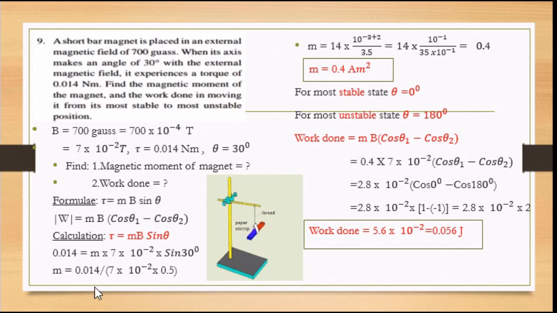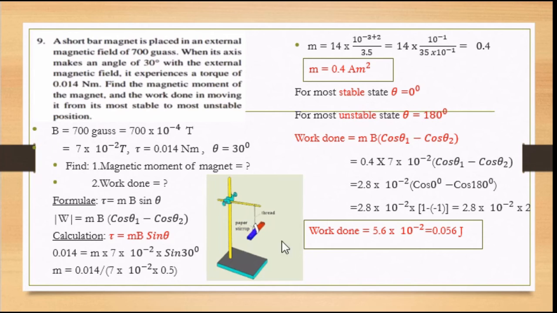Then this can be written as m is equal to 14 into 10 raised to power minus 3 plus 2. This is 14 into 10 raised to power minus 3, and this minus 2 becomes plus 2, and this is 7 into 0.5, that is 3.5. Again, this gives you 14 into 10 raised to power minus 1 upon 35 into 10 raised to power minus 1. Then the 10 raised to power minus 1 and 10 raised to power minus 1 get cancelled. 14 upon 35 gives you 0.4. So m is 0.4 ampere meter square. That is, the magnetic moment of the magnet is 0.4 ampere meter square.